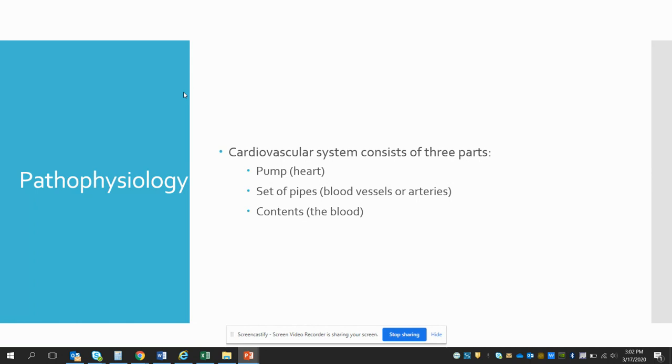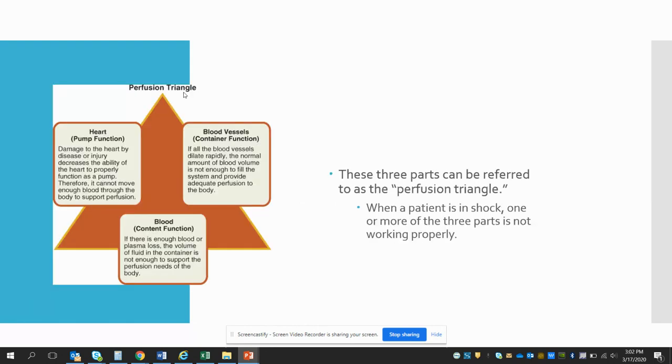So the cardiovascular system consists of three parts, and that's the pump, which is the heart, your set of pipes or your container, which are your blood vessels and arteries, and then the contents, which is blood or fluid. And so this is essentially what the perfusion triangle is. And when we look at this in a breakdown in just a second, you're going to see that any issue with any part of this can lead to shock. So like I said, those three things are considered to be the perfusion triangle, and they've all got to be working properly together for things to be going the way that they should.